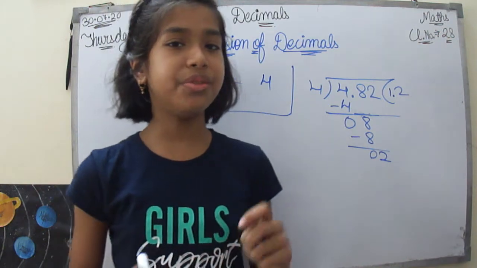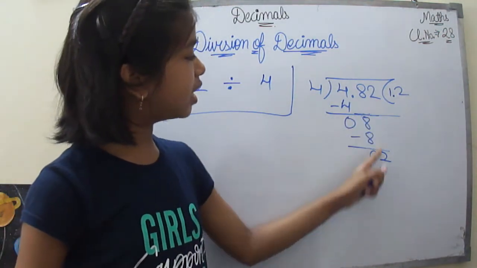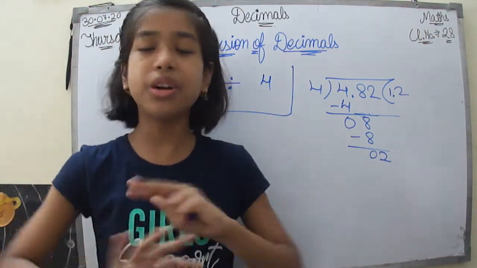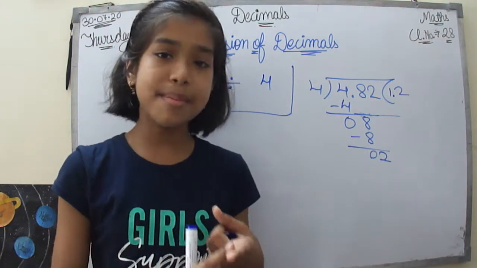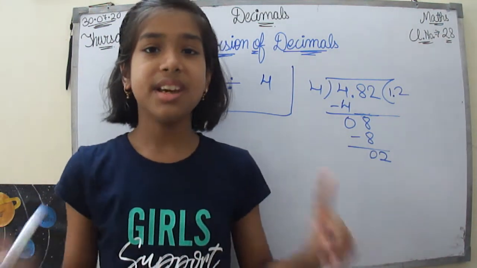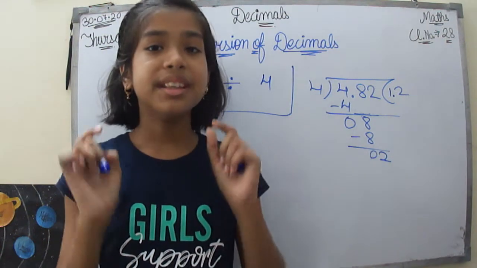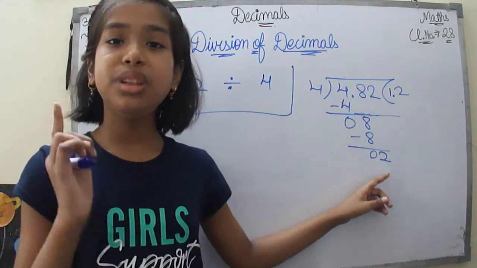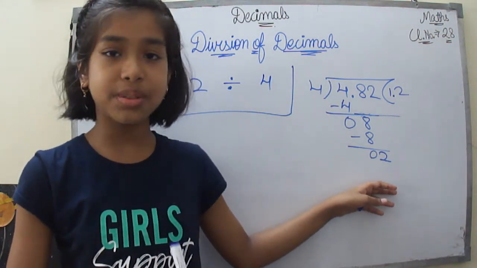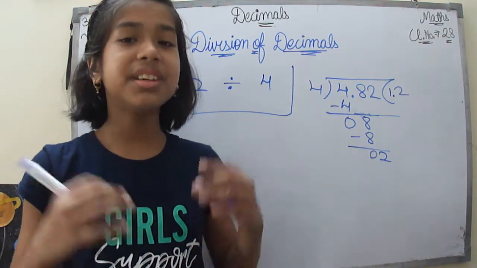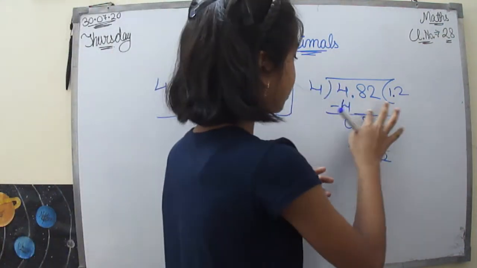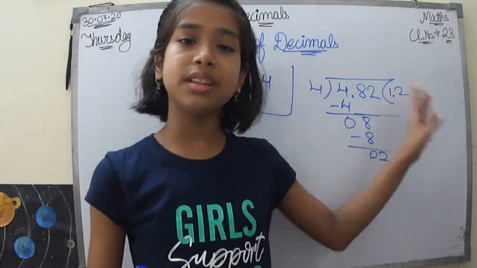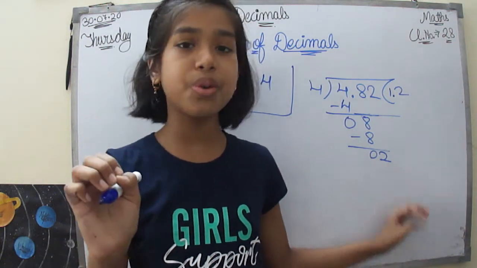But one second, wait a minute. Here I just bring the 2 down, and there is one important rule of division for all the numbers. If it is a decimal number, if it is a whole number, anything, there is one important rule of division: when you bring any number down, you have to do something to that number. Here we just brought this 2 down, so we can't directly bring the 0 down. We have to put a 0 in the quotient.